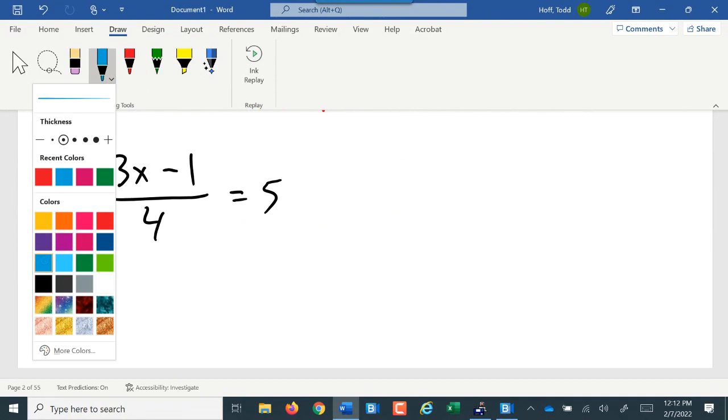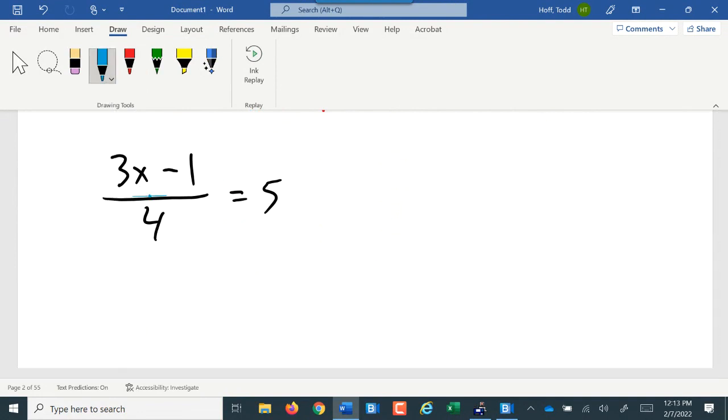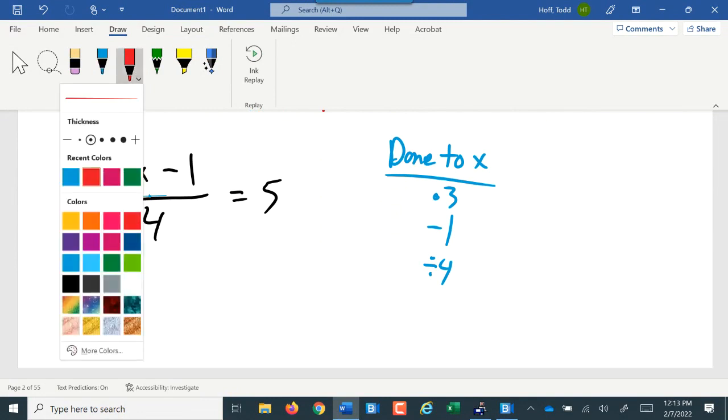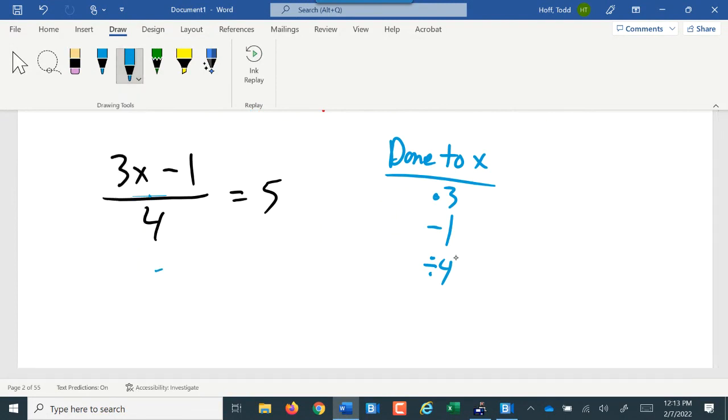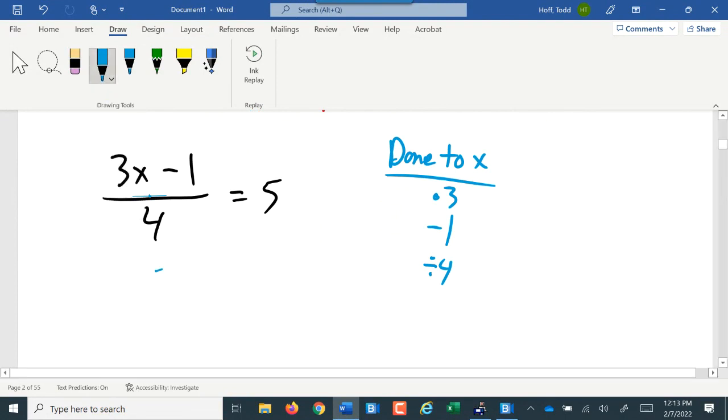Here, that fraction bar, remember it's an enclosing symbol. It's telling us what was done to my variable here when this was put together. It was x was multiplied by 3, then the 1 was subtracted. It says we have to do everything on top first, then it was divided by 4. So it's just a third step in building this equation, which means we have a third step in taking it apart. So the last thing done was dividing by 4.